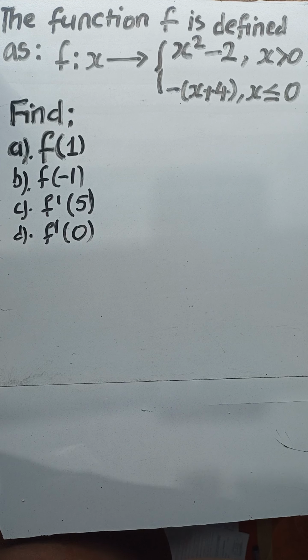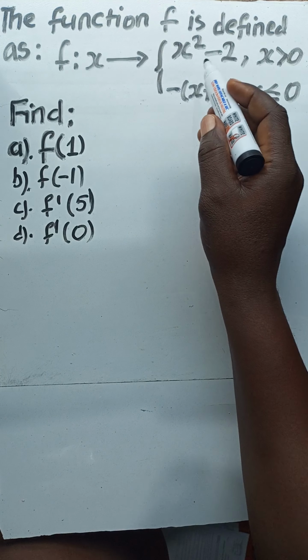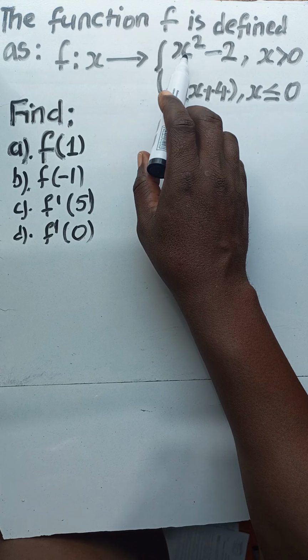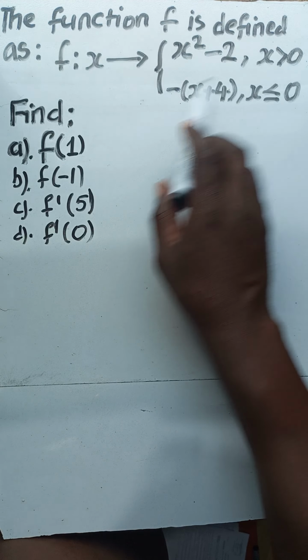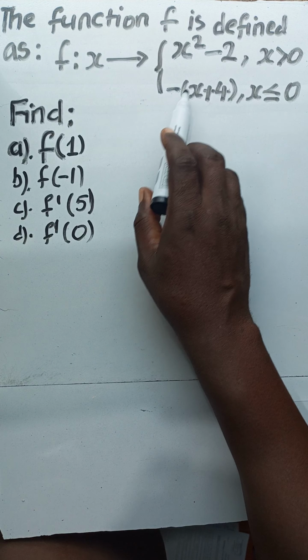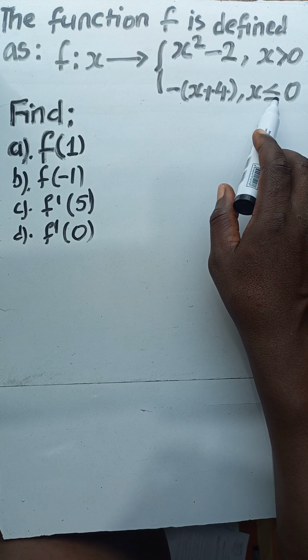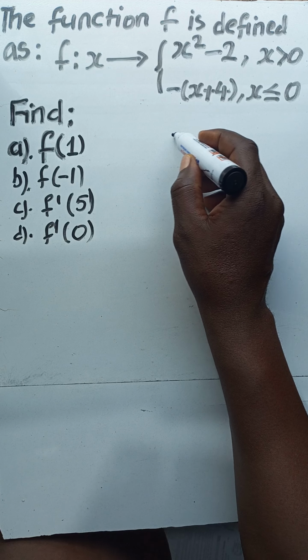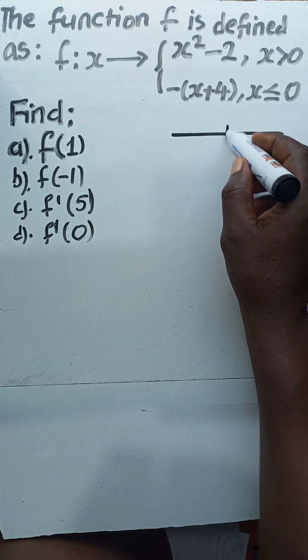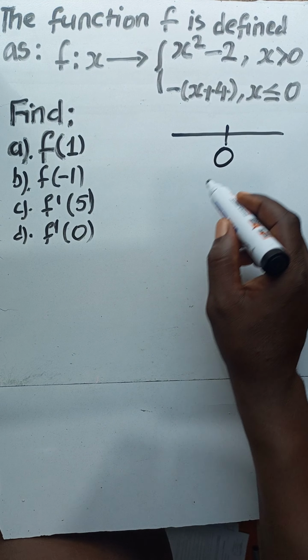Let's now look at this question with the function f defined as such. f is defined as x squared minus 2 for all values of x to the right of 0, and f is defined as negative x plus 4 for all values of x from 0 to the left. Now, the domain of this function is actually the real number line, all of the real number line.